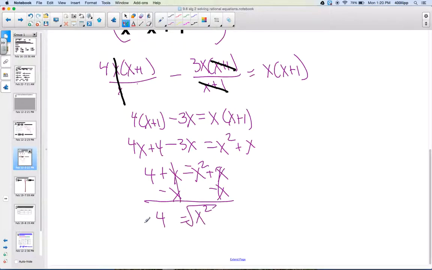Now I could just take the square root of both sides, and remember, when you take the square root, it's always a plus and a minus. Plus and minus 2 there. You guys can go ahead and plug these back in to check for extraneous solutions, and they both check out.